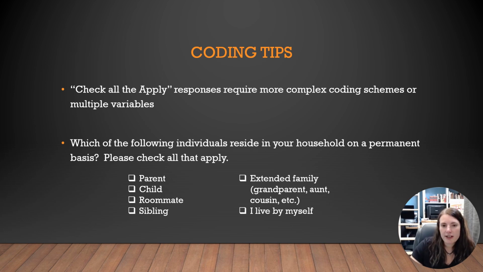When you're coding a question like this, you have 2 options. First, you can create a unique code for each combination of responses. That means you have to have a separate code for parents by themselves, parents with child, parent and child and sibling, and so on. As you can imagine, this coding scheme would easily get into the hundreds with more complicated questions. Instead, the more common approach is to code each answer choice separately. That way, you can easily document which options were checked and which were not checked without requiring 8,000 combinations.